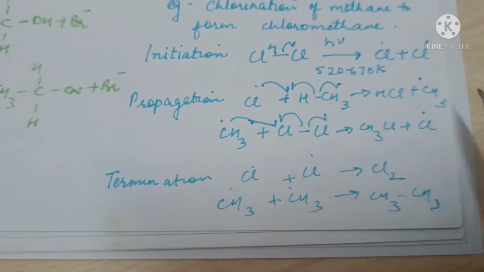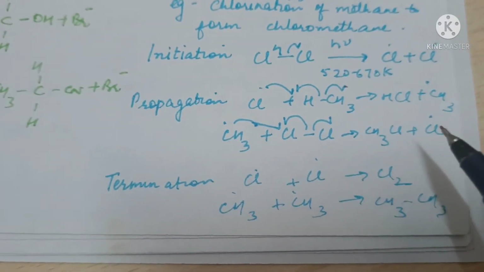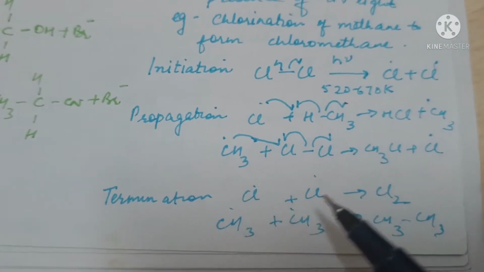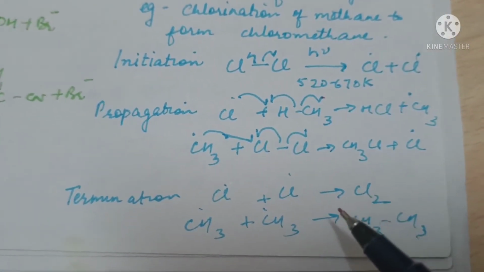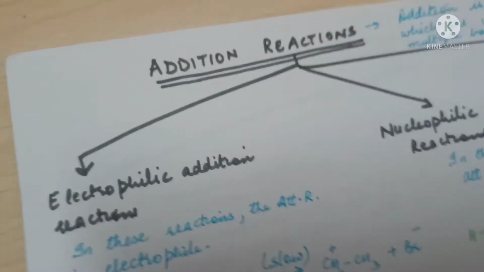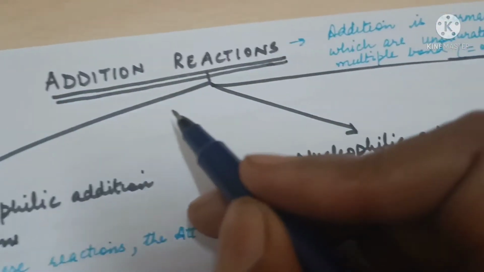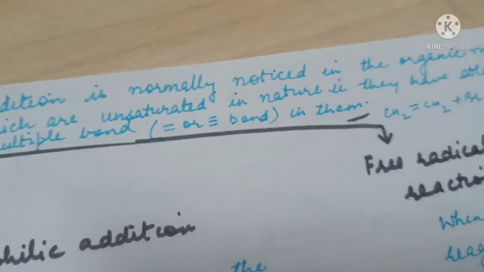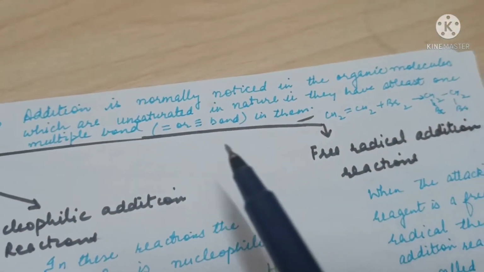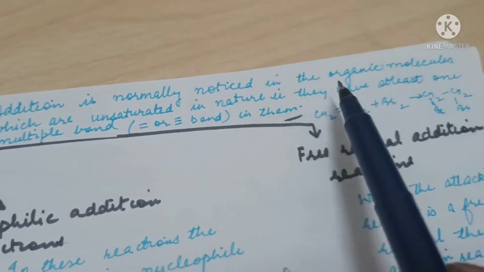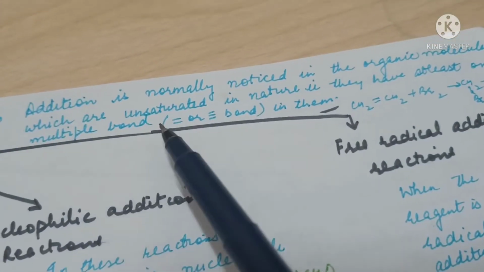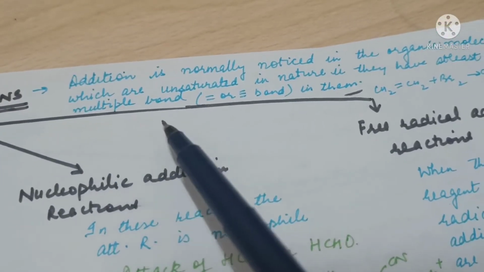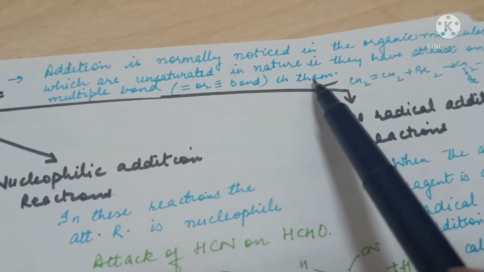And when all the reactants have almost combined, the last step is the termination reaction, where 2 free radicals combine with each other to form unionized molecules. Addition reactions. These reactions occur when the substrate molecule consists of multiple bonds, either double or triple bond. So these are normally noticed in organic molecules which are unsaturated in nature. That is, they have at least one multiple bond, maybe a double or a triple bond in them.